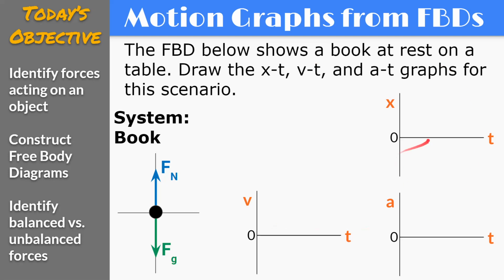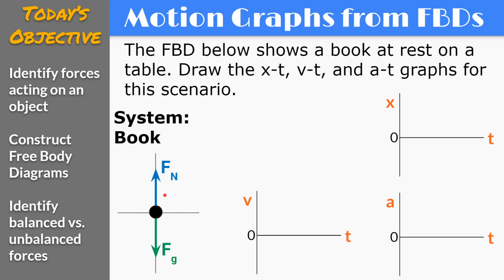You also need to be able to relate that back to graphs. I know how much you love the graphs, but we're going to go through them real quick just as a reminder. It says, the free body diagram below shows a book at rest on a table. Draw the x-t, v-t, and a-t graphs for this scenario. You should be able to tell based on the free body diagram whether or not the object is accelerating. In the scenario, you actually don't know if it's at rest or not unless they tell you. They did tell me up here that the book is at rest, but I can tell by looking at this that I have no acceleration.